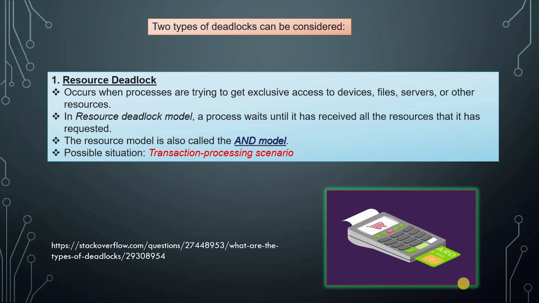Two types of deadlock can be considered. First, resource deadlock occurs when processes are trying to get exclusive access to devices, files, services, or other resources. In the resource deadlock model, a process waits until it has received all the resources that it has requested. The resource model is also called the AND model. Possible situation: transaction processing scenario.